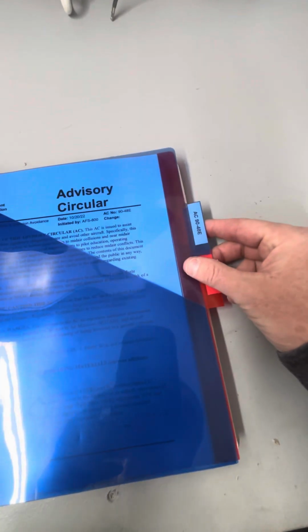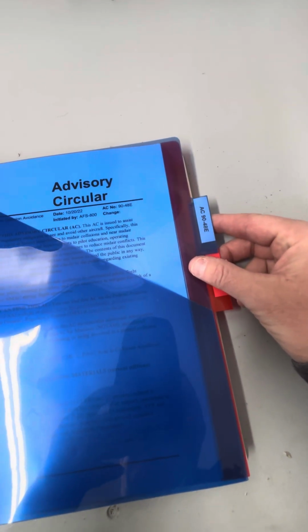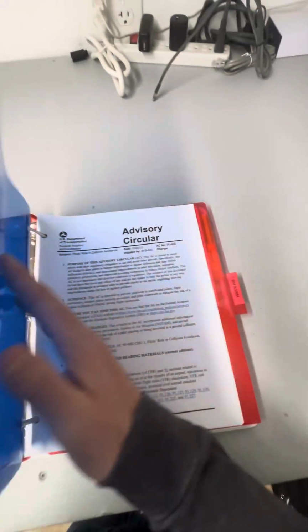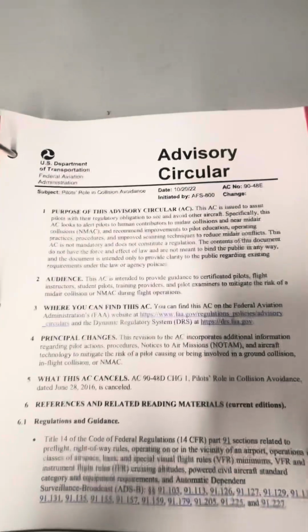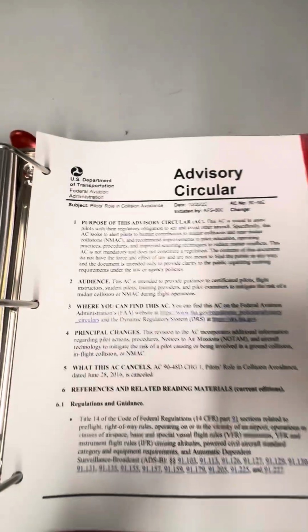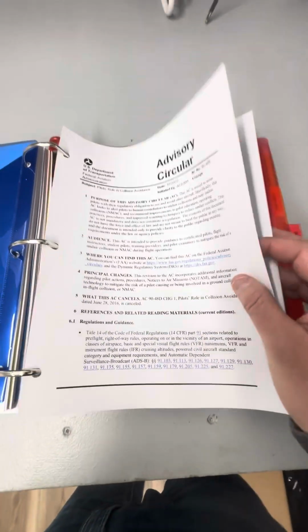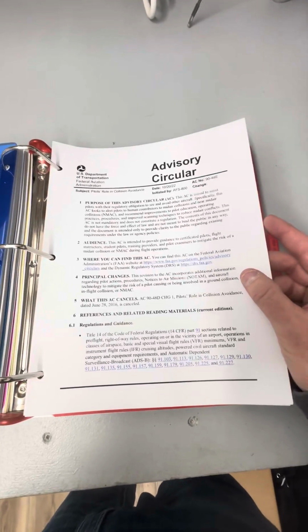Now, the two pieces that I added this year, one in part due to your event, AC 90-48E, which is pilot's role in collision avoidance. And it actually does have some interesting things about, again, like the wire course, like how your eyes work and things like that.